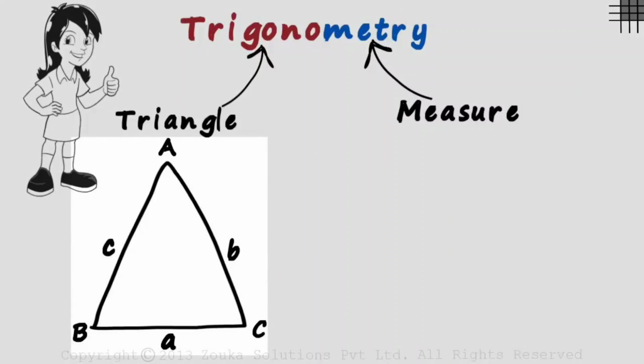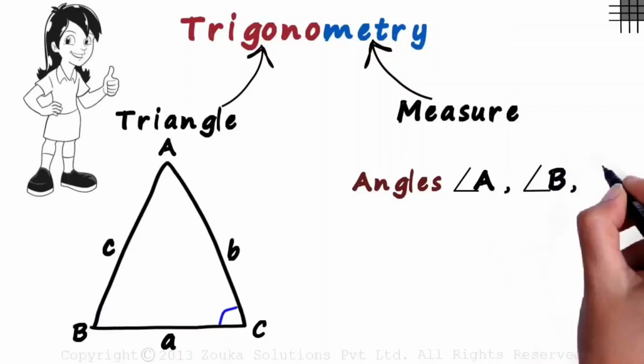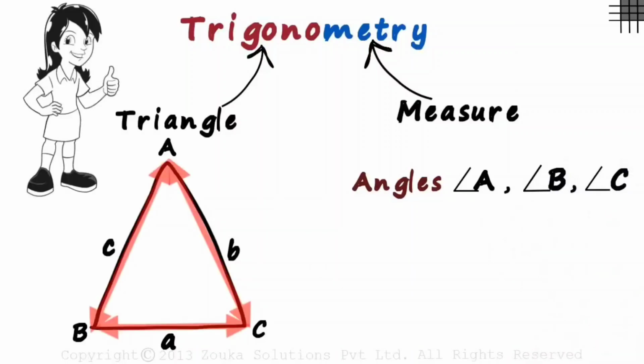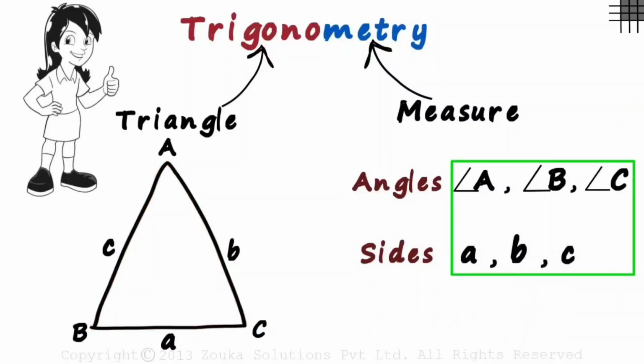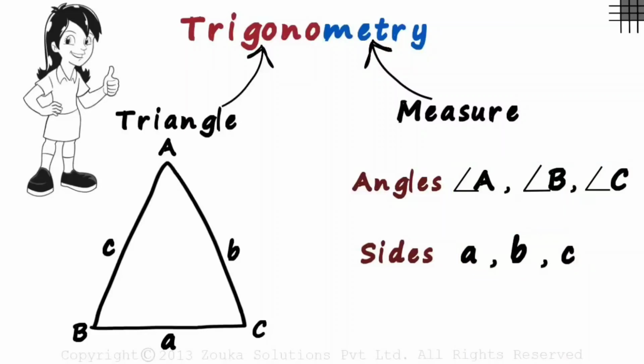So what all things we can see in this triangle ABC? We can see angle A, angle B and angle C. Similarly, the sides A, B and C. So these 6 things, the 3 angles and the 3 sides, we see in triangle ABC. So this is what we see in trigonometry, the relation between the angle and the sides. This is all about trigonometry.